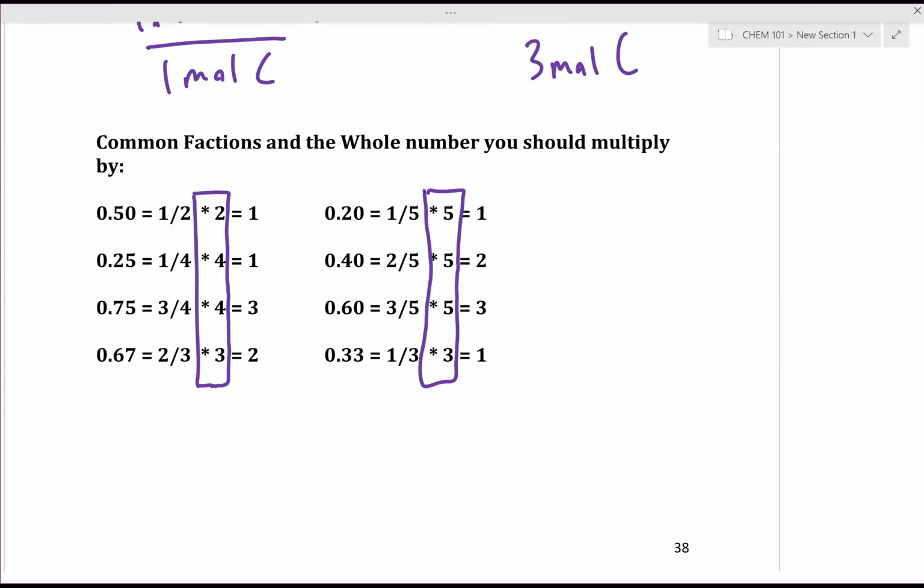Everything going okay so far? Yes. Oh, then you'd have to just try using the brute force method. You just have to try with different whole numbers. Yeah. But most compounds don't have very odd ratios. Typically the ratios are relatively consistent. Yeah. Okay.